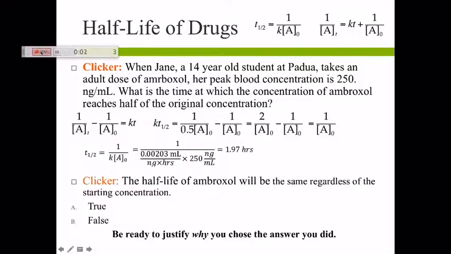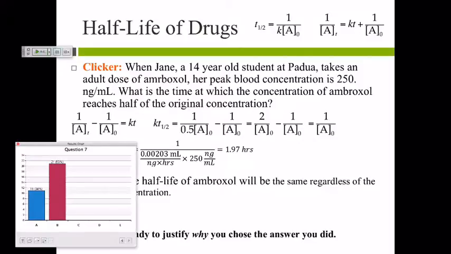Let's see how you answer this, see if we're on the same page. It could be because I maybe used all the digits from previously, so not 0.00203. I might have had more digits that I plugged in. All right, everyone clicked in? All right, who wants to justify their answer?